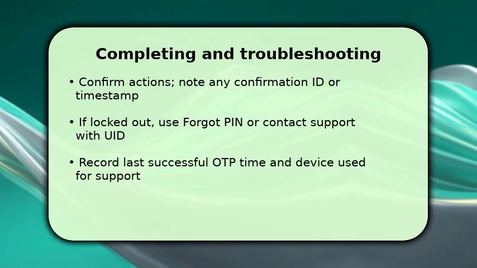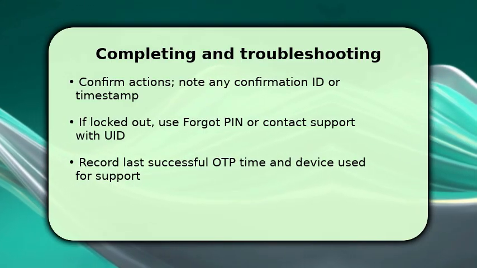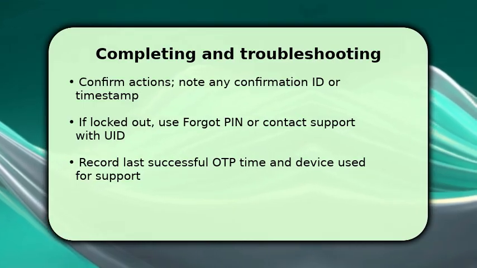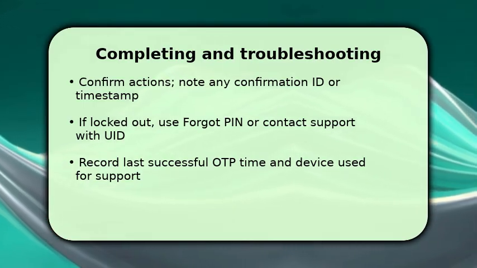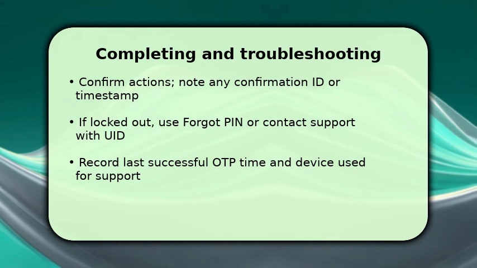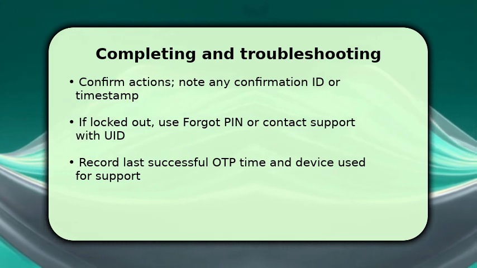One key troubleshooting tip: if OTPs fail repeatedly, switch networks or toggle airplane mode to refresh carrier routing before contacting support. This often resolves delivery issues quickly.